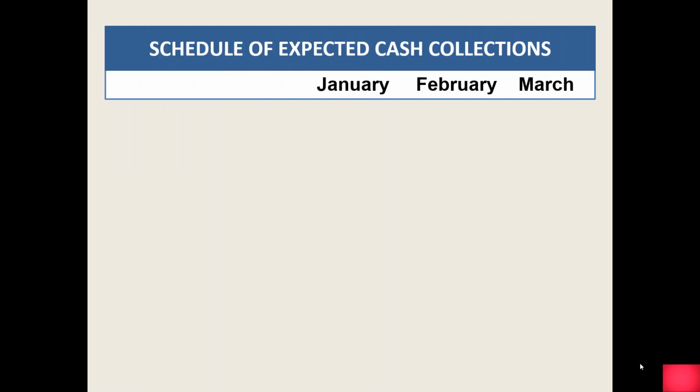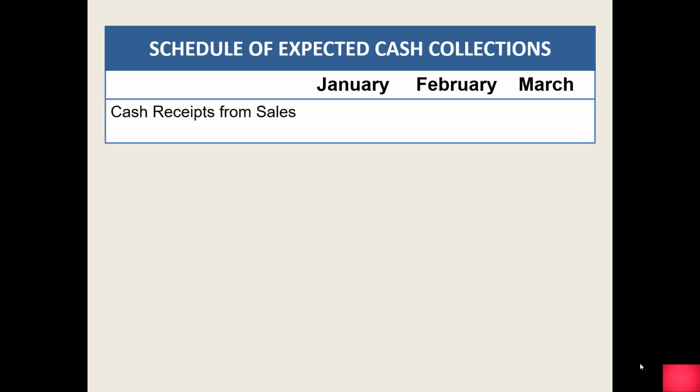The first thing we'll do is prepare a schedule of expected cash collections. We'll prepare this for January, February, and March. Our primary source of collecting cash is going to be from sales. So we do need to go back and look at what our sales will be to determine this.